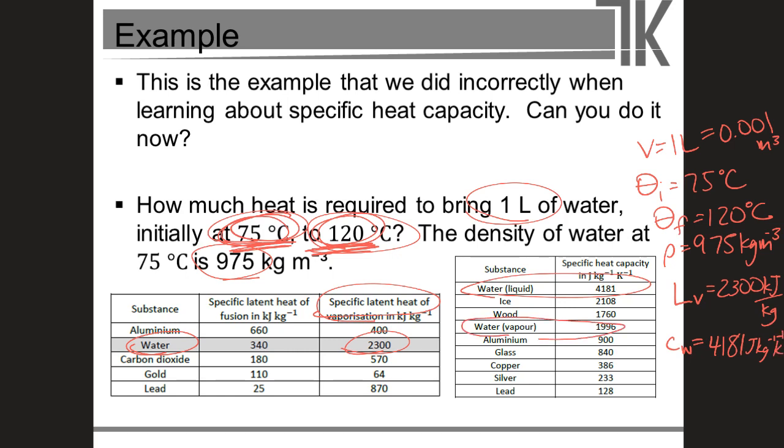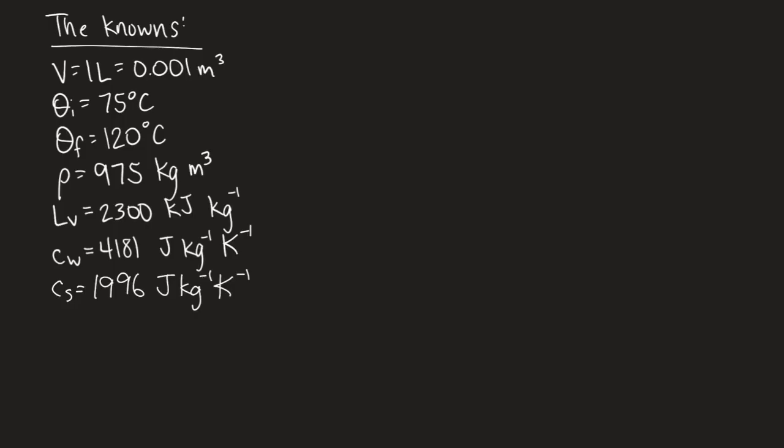And for steam or water vapor, so we'll go S for steam, is 1996 joules per kilogram per Kelvin. Alright, so here's all the information that we know that we got down from the question.